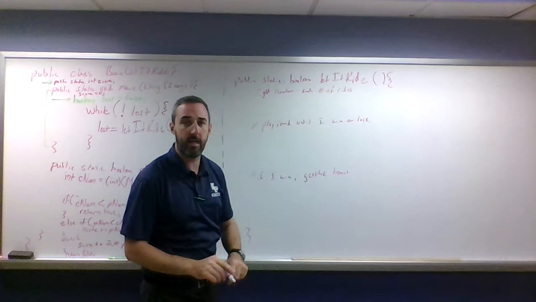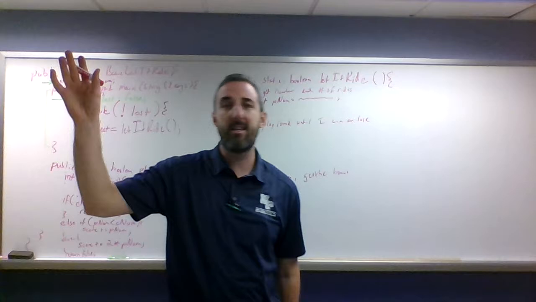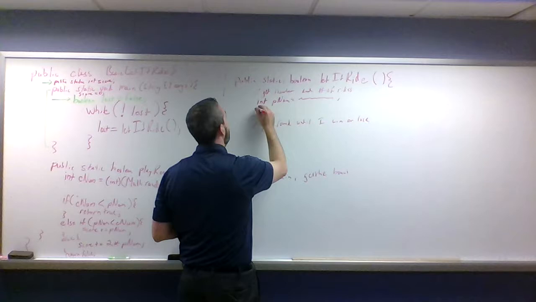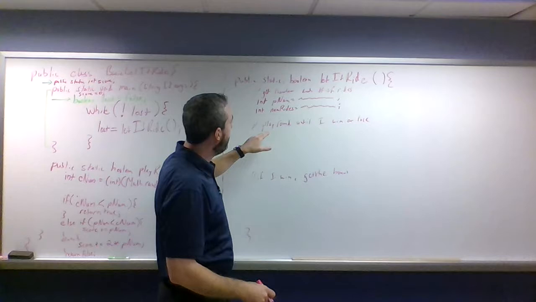So first things first, int pnum equals, and again, I'll let that be something you figure out, some method that gets an integer from the user. Not too difficult. The second part, how many rides am I going to do? Int num rides equals, blah, blah, blah. Again, get that number. So I have them, and now I've got to keep playing rounds until I win or lose.